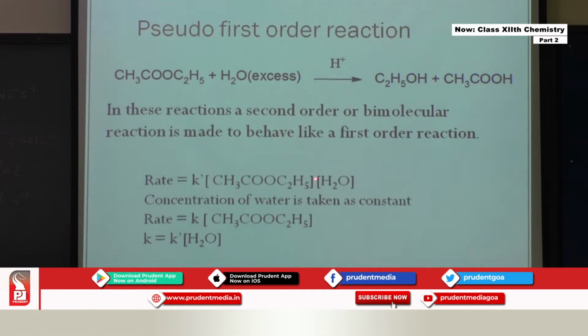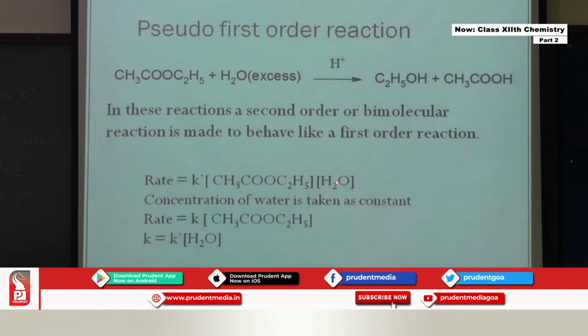So, if you take the concentration of water as a constant, suppose it was taken as 10 moles of water, and a very little amount of ethyl acetate is taken, 0.1 moles. Out of 10 moles, you would have only 0.1 mole of water reacting with ethyl acetate if you have taken 0.1 mole of ethyl acetate. So, you have still considerable amount of water remaining in the reaction mixture. That is the reason we find that the concentration of water does not alter much in the reaction as it is taken in excess, and therefore, it is taken as a constant.